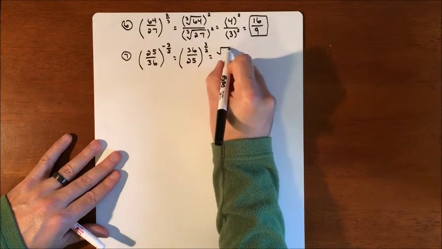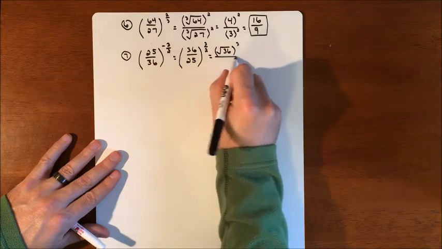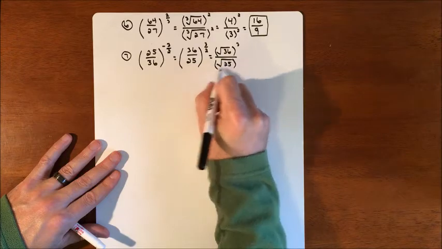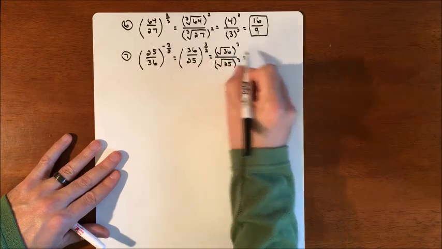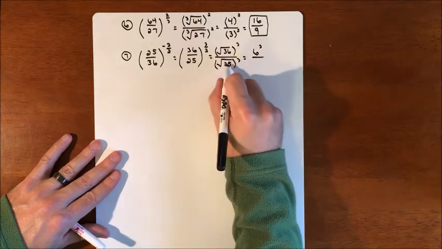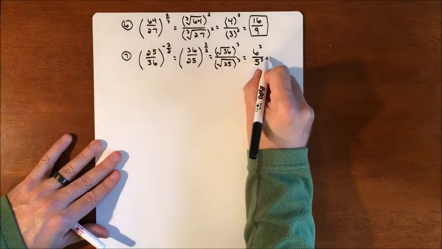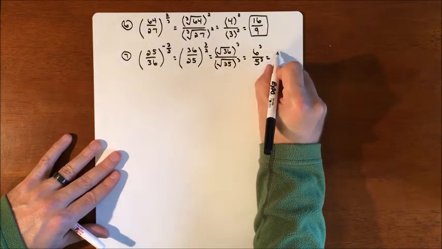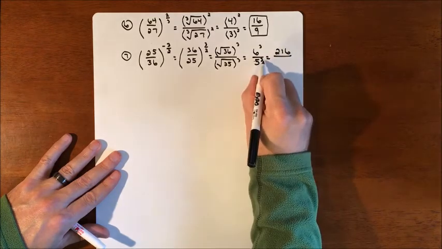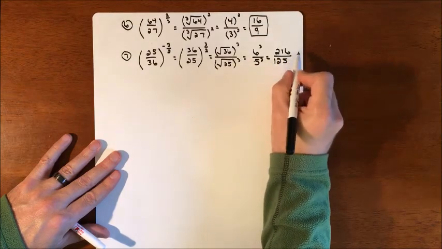So we're square rooting 36, taking that answer and cubing it. We're square rooting 25, taking that answer and cubing it. So the square root of 36 is 6, and then we'll cube that. The square root of 25 is 5, and we will cube that. So 6 cubed turns out to be 216, and 5 cubed is 125.